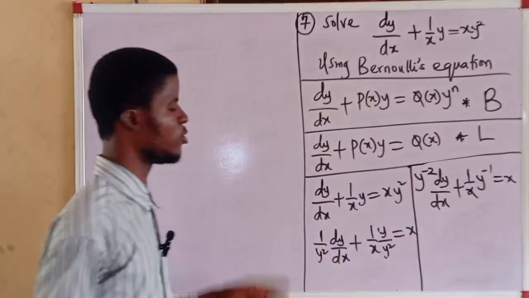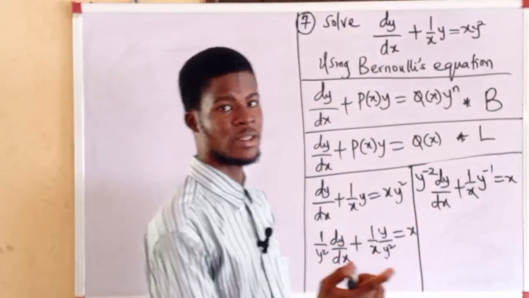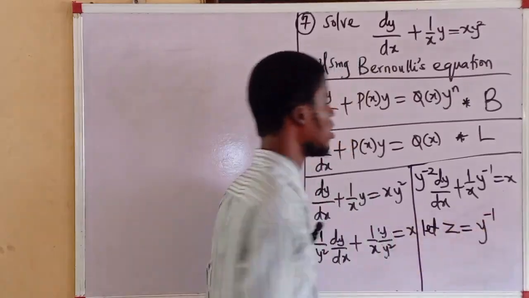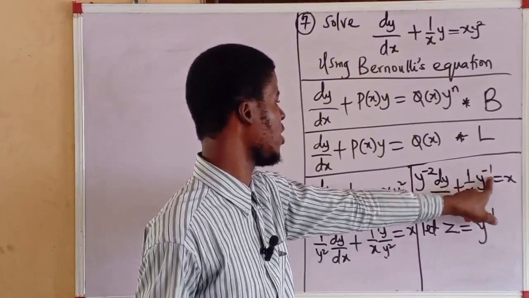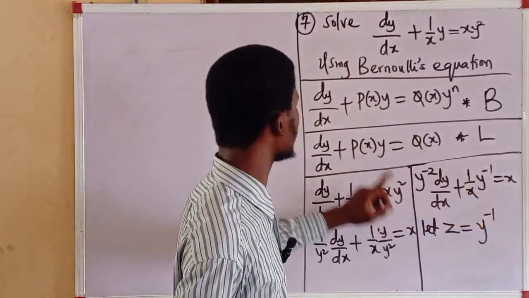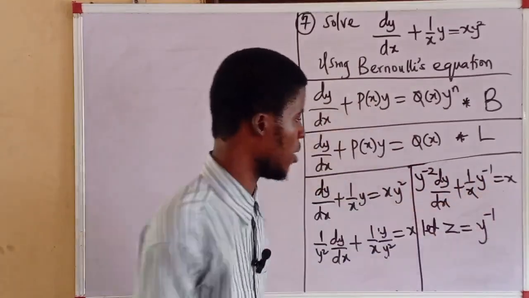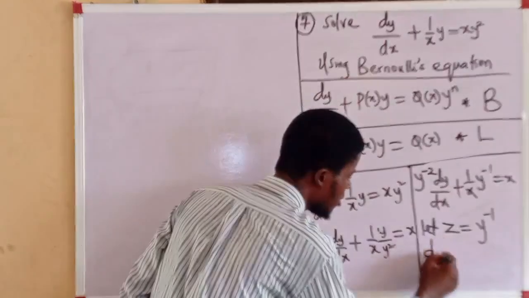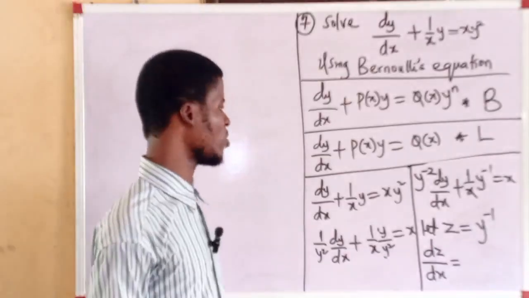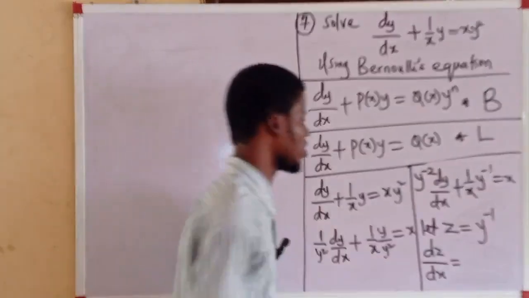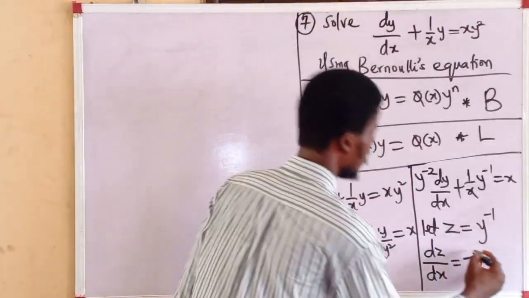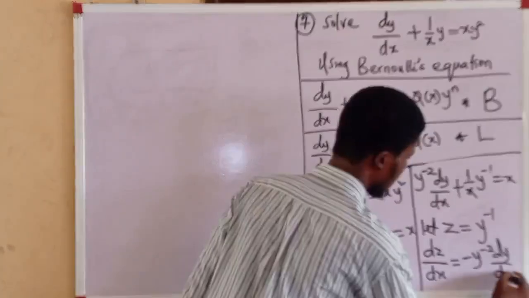So what I will do now is introduce a new dependent variable, z, in place of y. So let z be equal to y to the power of minus 1. This y to the power of minus 1 here is what we will set equal to z, the variable that is attached to p of x. That's what we are talking about. So if I differentiate z with respect to x, I will differentiate y with respect to x also. If I differentiate y to the power of minus 1 with respect to x, I get minus 1 times y, which is minus y, with the power being minus 1 minus 1. That will be minus 2 dy dx.